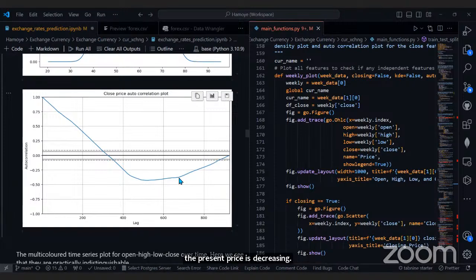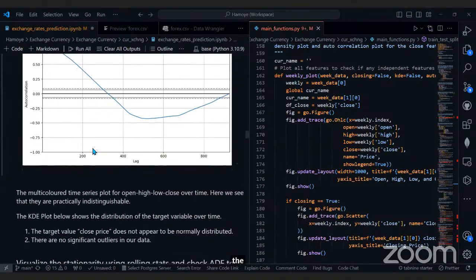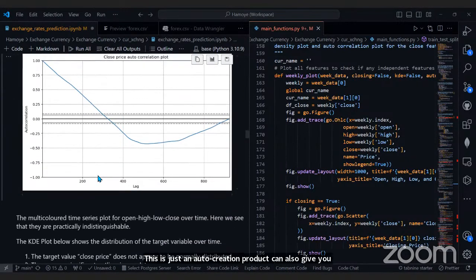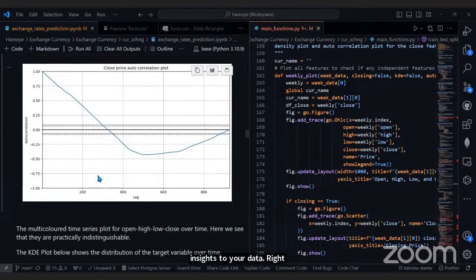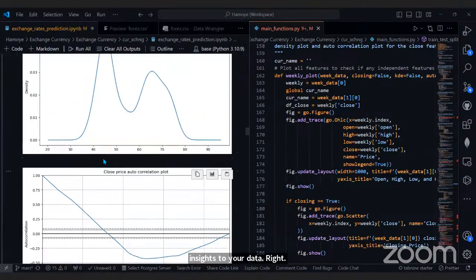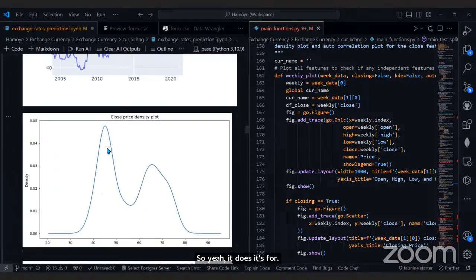But yeah, there is an increase here. So it's saying in a way that prices as of 800 weeks ago are beginning to have a higher correlation. But I mean, you can always do more research on this. It's actually an interesting graph that can show you more insights. This is just an autocorrelation plot that can also give you insights into your data, right? So yeah, that's it for some visualization on the data set, the exchange we are working with.